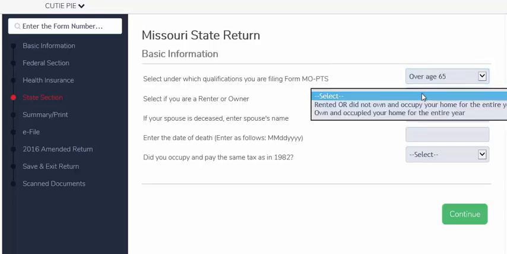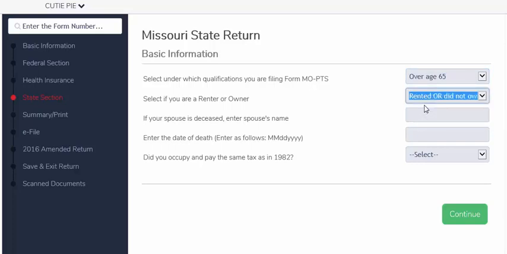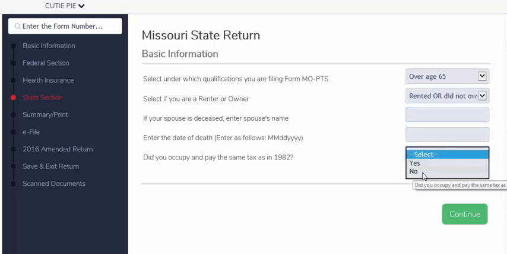So the first thing we're going to do is the rental one, because that was the first thing that we saw on our list. And we don't have a deceased spouse, so we're not putting that on there. Date of death. Did you occupy and pay the same taxes in 1982? I don't think they mean as in 1982. I think they really mean as in the prior year, but we will select no, because whether it was the prior year or 1982, they didn't occupy and pay that same tax.